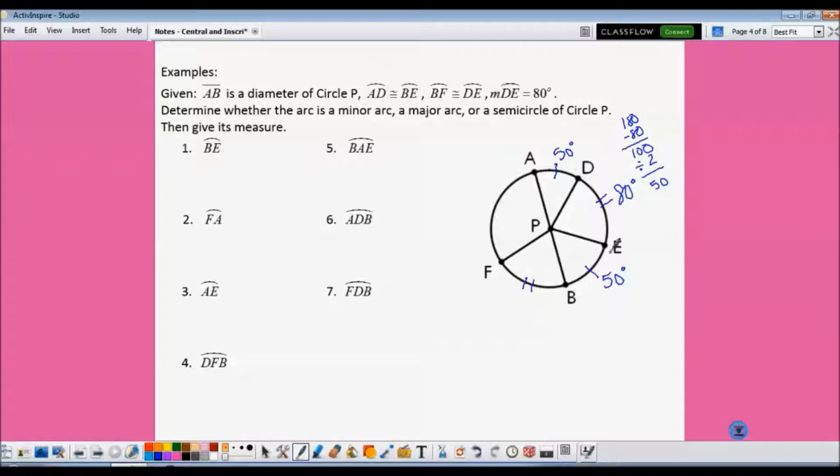Since DE and BF are congruent, I know that this piece is 80 degrees. And since A to B is a semicircle, if this piece is 80 degrees, then AF has to be 100 degrees.